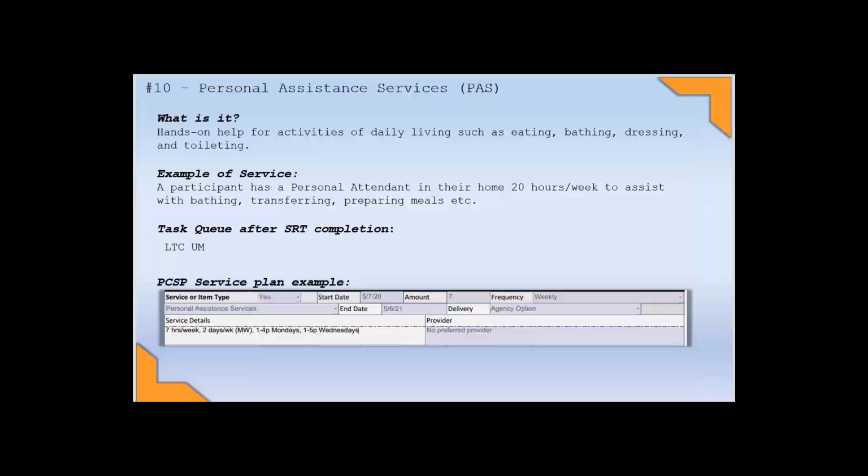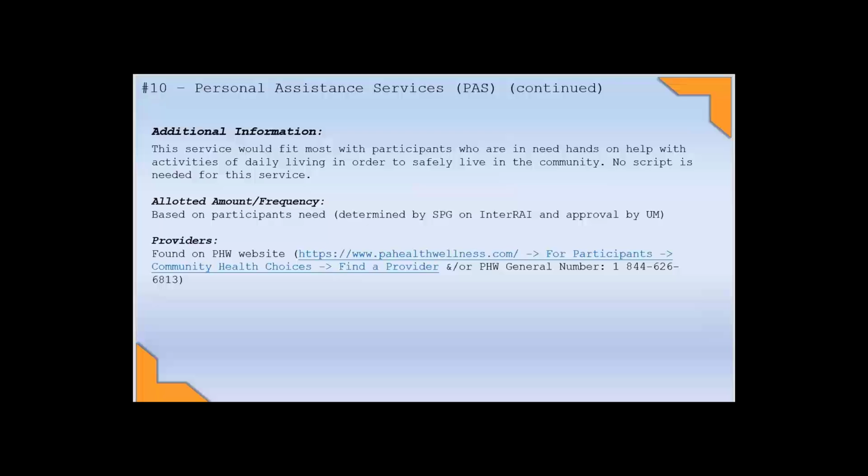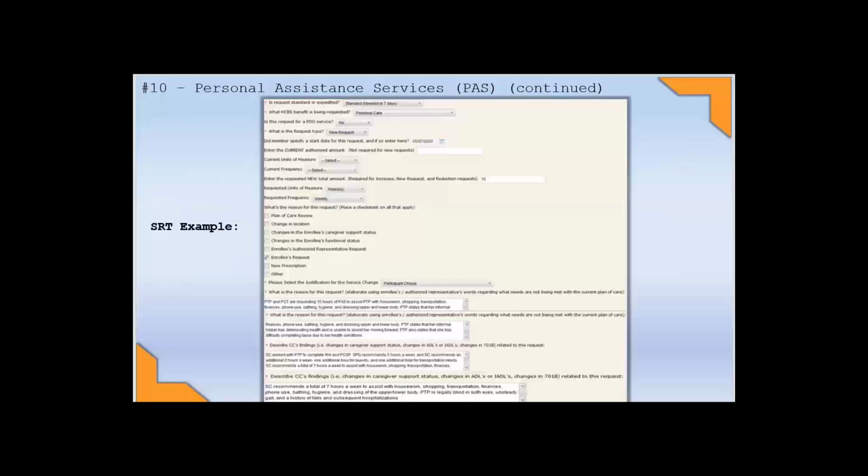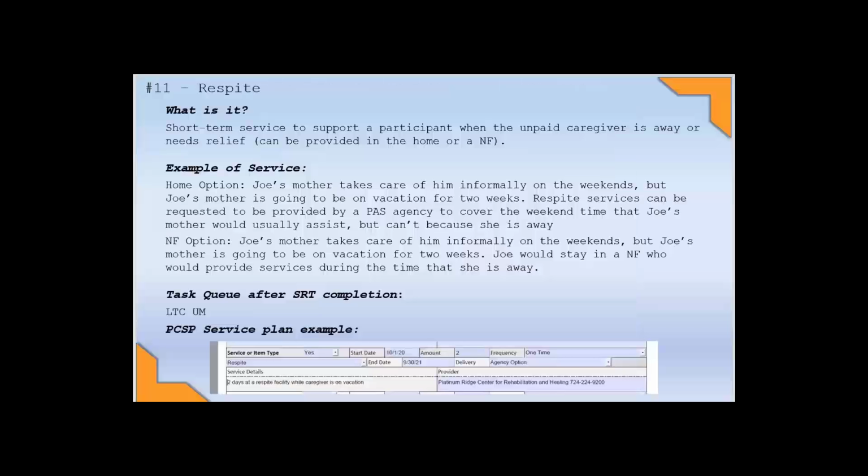Personal assistance services, which I'm sure everybody is extremely familiar with. This is basically the most common service that is used. Hands-on help for activities of daily living, such as eating, bathing, dressing, and toileting. I think we all know what PAS means. And then just a little bit more information about where to find providers and what the allotted amount and frequency is, and our SRT example.